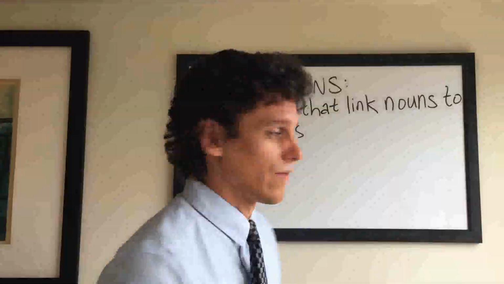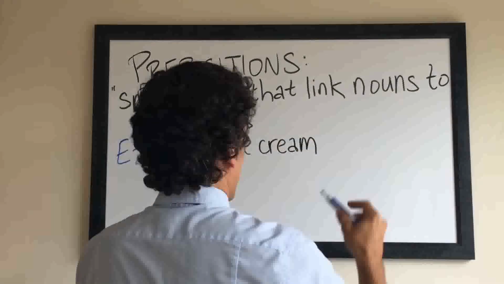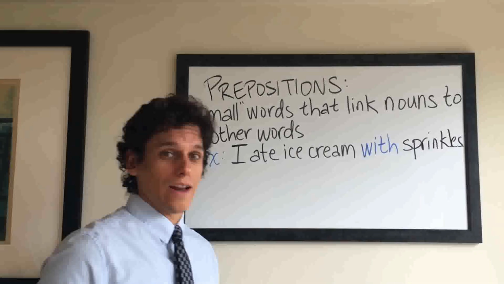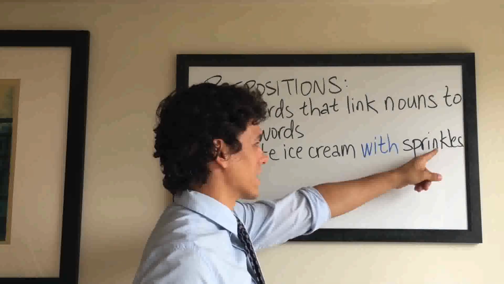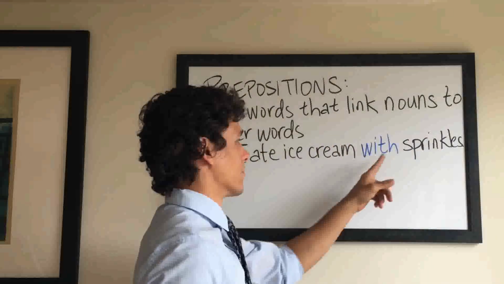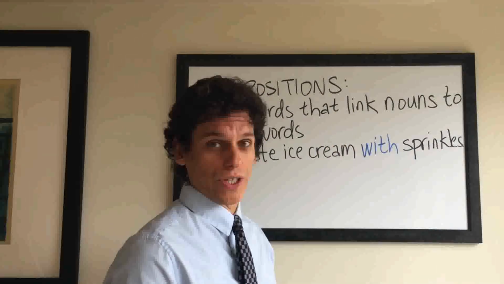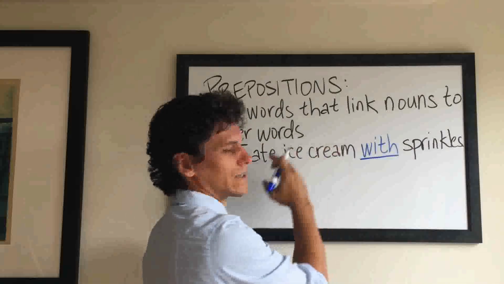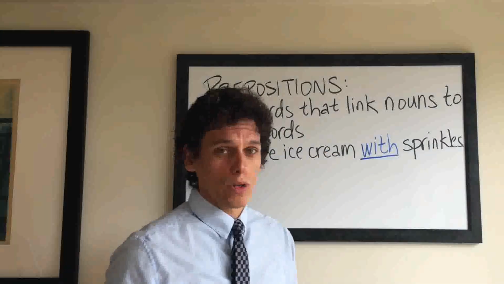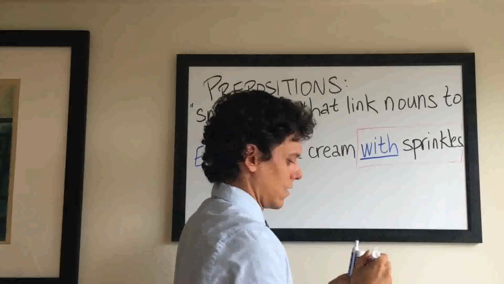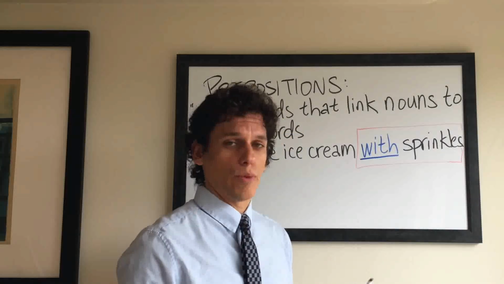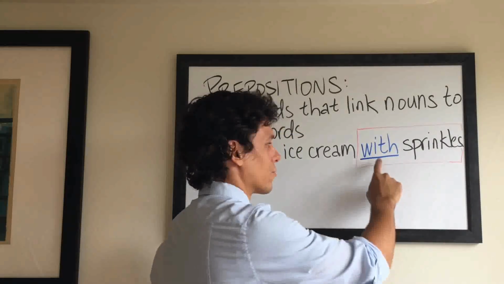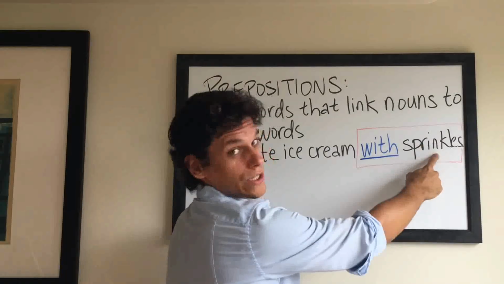So for example, I ate ice cream with sprinkles. I'm linking sprinkles to the ice cream. So with is my preposition. It's linking a noun to a bunch of other words. Now, bonus point here. With sprinkles is our prepositional phrase. It's our preposition and then the object of our preposition.